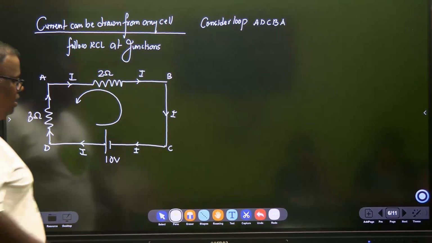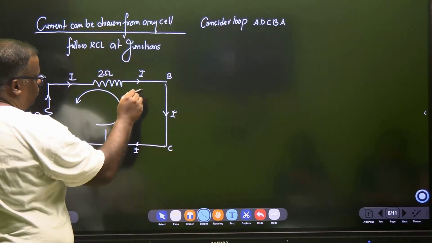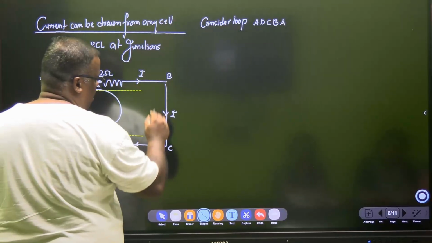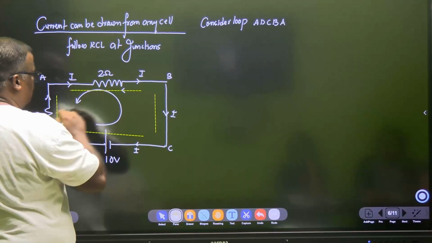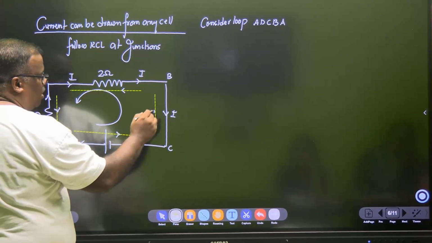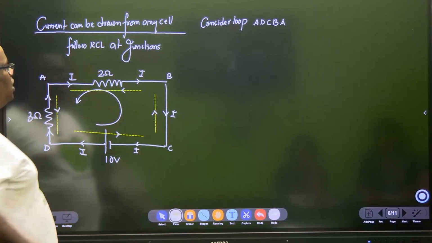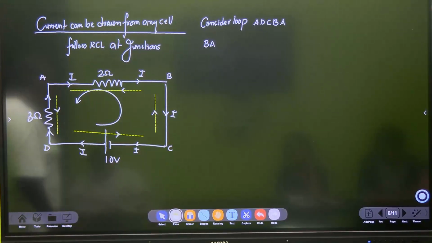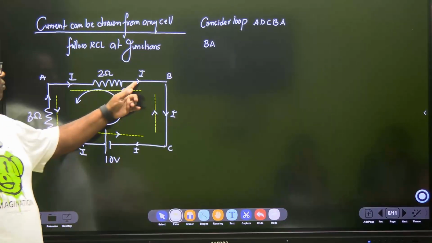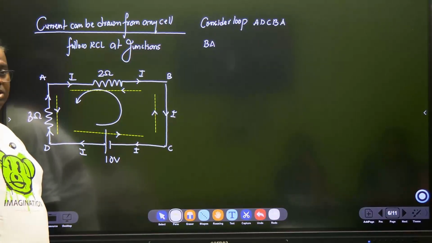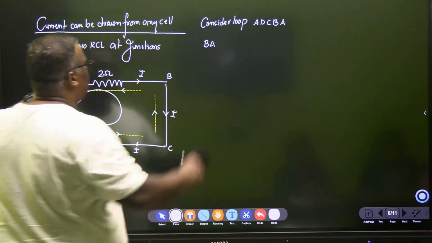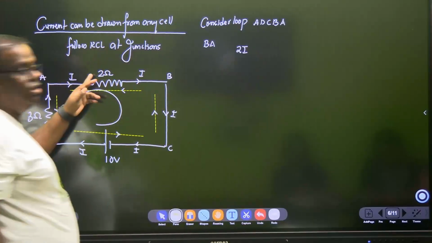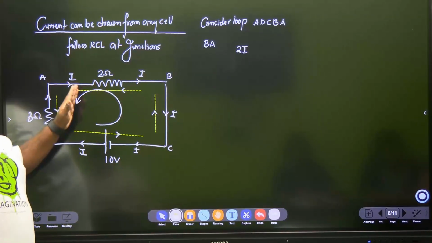Now look at how you are moving. I'm just drawing for your simplicity. You're moving this way, right? Let's start from BA. At BA, is the current opposing me? Yes. That means if I move from here to here, should I gain potential? Yes, I should gain potential. So how much is the potential I am gaining on this side? 2I. I into 2 ohms is 2I. Do you agree? Fine.